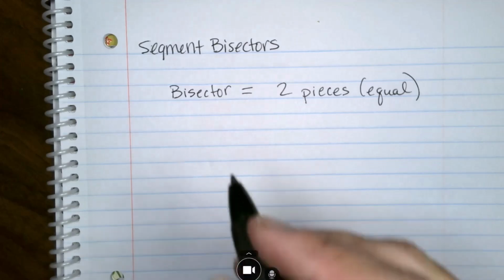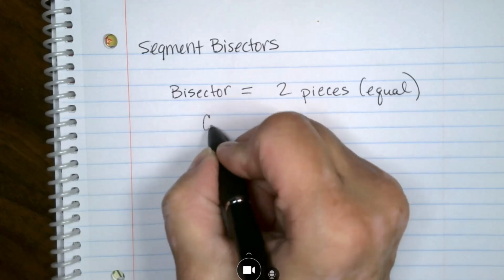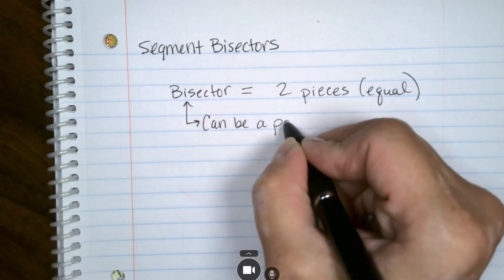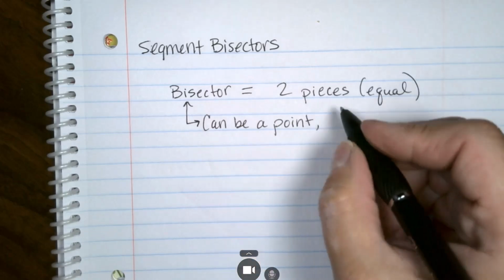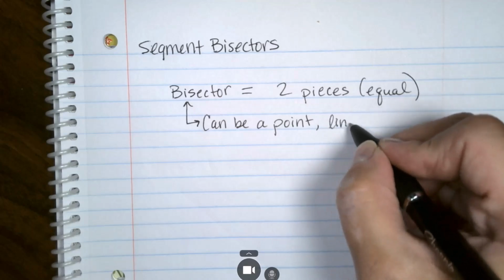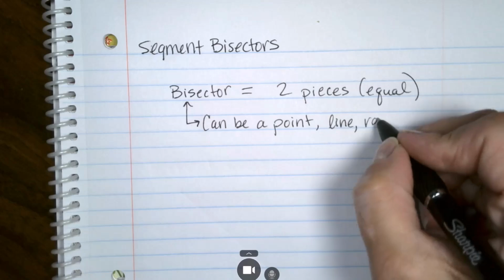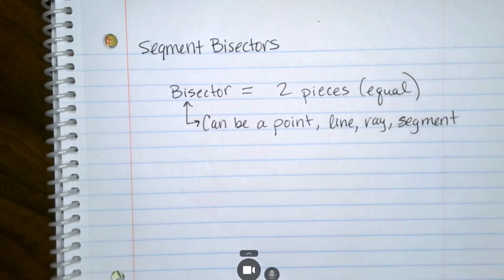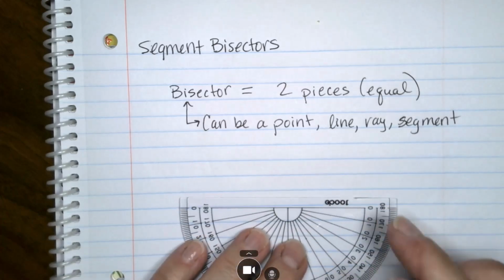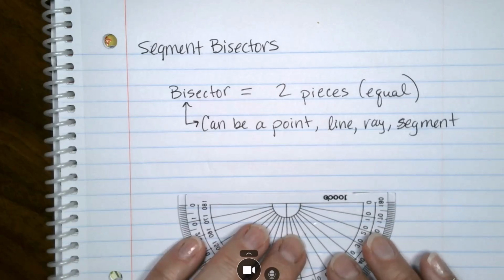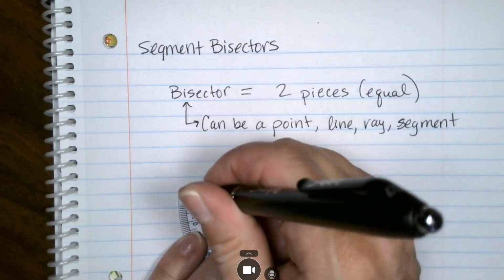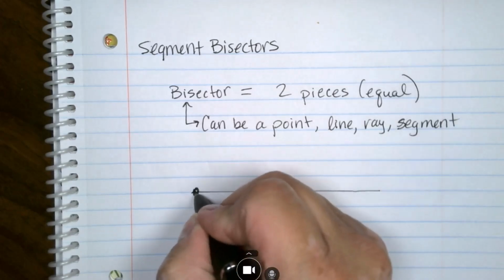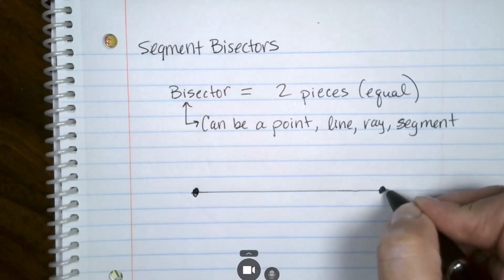So it can be a point, it can be a line, it can be a ray, it can be a segment, anything that takes another segment and cuts it in half. And again, this needs to be a segment, not a line, because lines go forever in two directions. You can't really cut them in half. Ooh, nope, segment. I drew what I was saying.